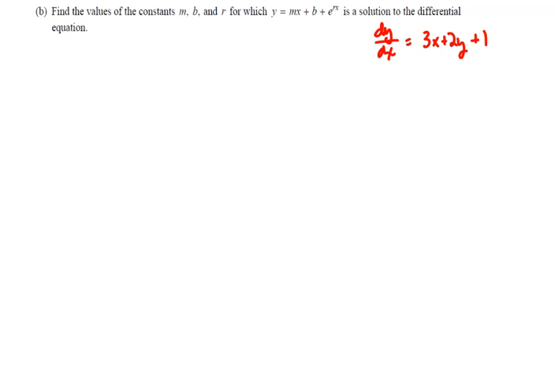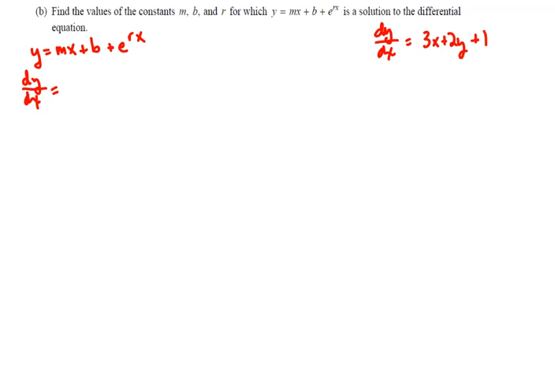Well, what that means is that this dy dx is really the derivative of y equals mx plus b plus e to the rx. So you could say that mx plus b plus e to the rx is also the integral of 3x plus 2y plus 1. But it's easiest to think about it: if you start with y, you take its derivative, you have to end up with 3x plus 2y plus 1. So let's actually go ahead and take that derivative.